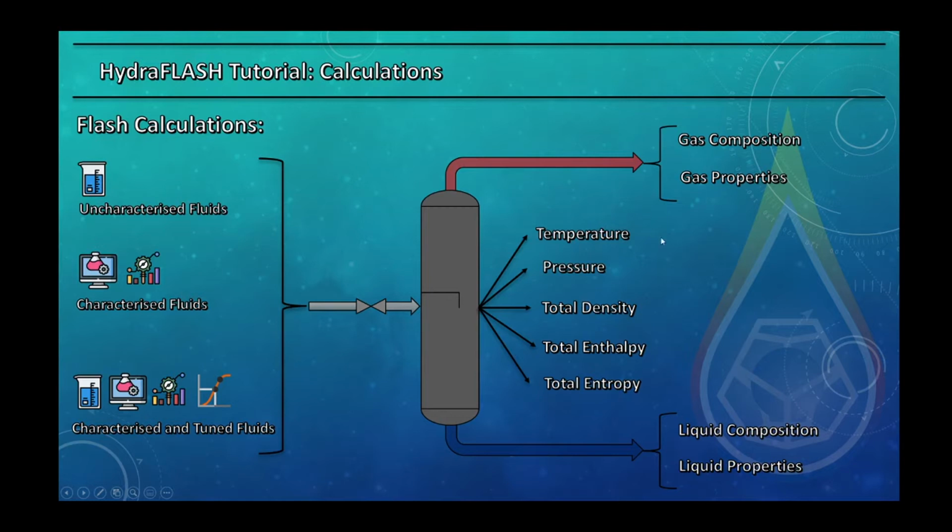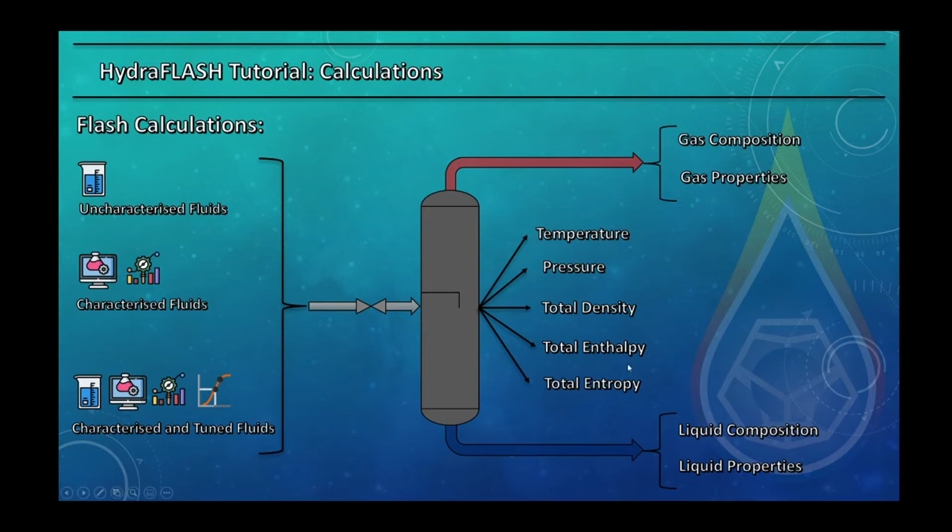In HydrFLASH, we have introduced 6 different flash calculations. Most used flash calculations, which are PT flash, which is a flash calculation at constant temperature and pressure. VT flash, or the flash at constant temperature and density. TH flash, which is at constant temperature and enthalpy. And PH flash and PS flash, which is pressure and entropy calculations.